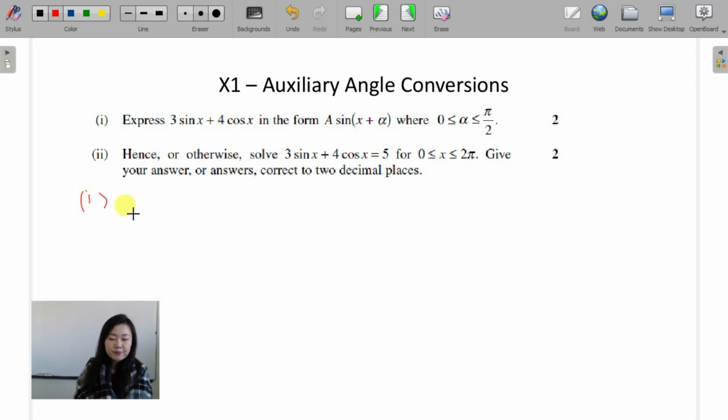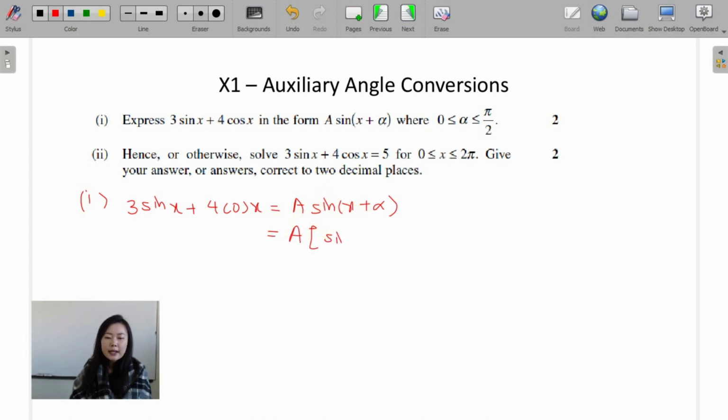So the first one, we need to do the auxiliary angle conversion. There are 2 steps in an auxiliary angle conversion. All right, so we are trying to convert that into a single ratio. So first, use the compound angle rule. Expand it out first. Now, if you're not familiar with the compound angle rule, it is in the reference sheet.